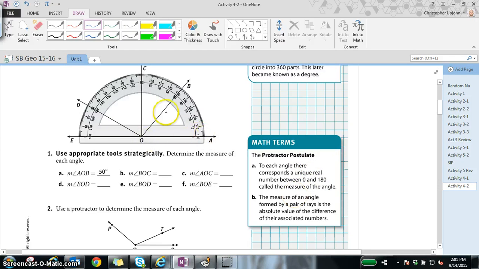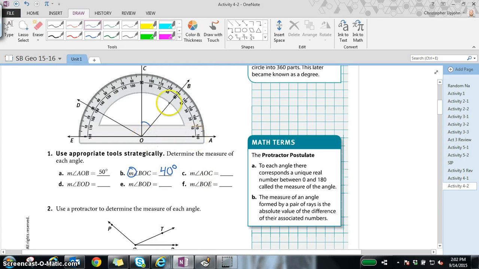So angle AOB they gave for us was 50 degrees. Measure of angle BOC, notice that they have the M in front of it. It means the measure of angle. So BOC is here. So we went from 50 to 90. So 90 minus 50 is 40 degrees. You could look at the bigger numbers as well. It's 130 minus 90, which is still 40.